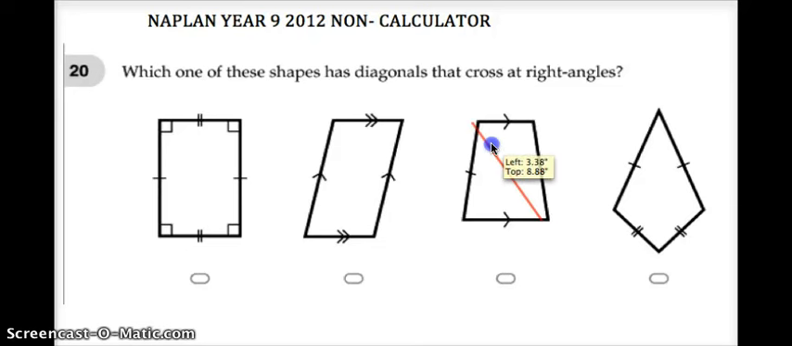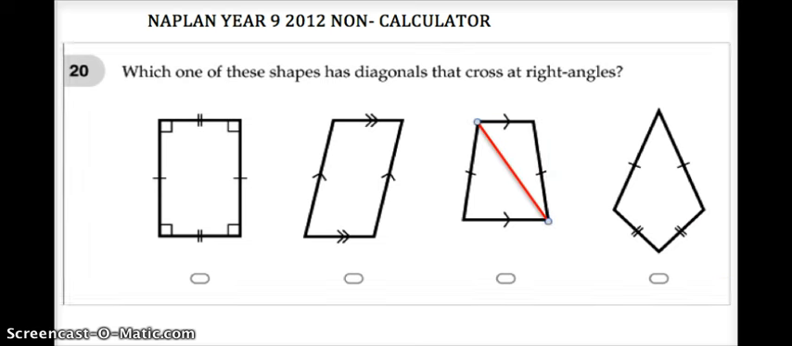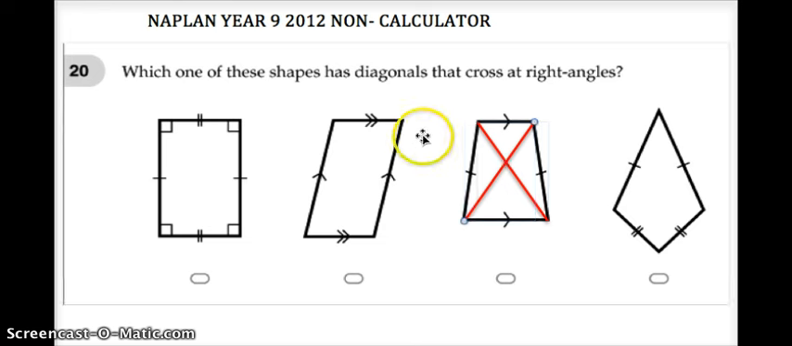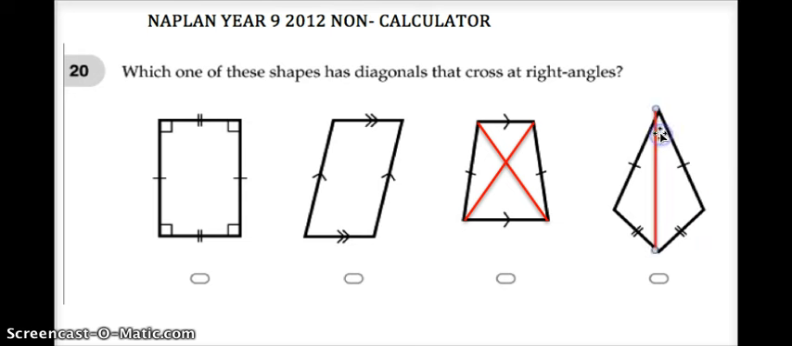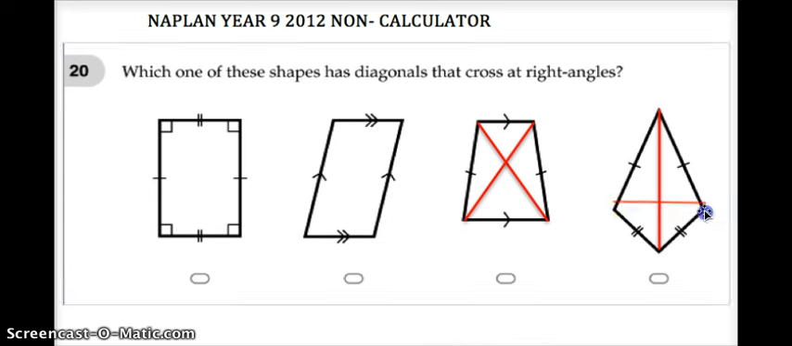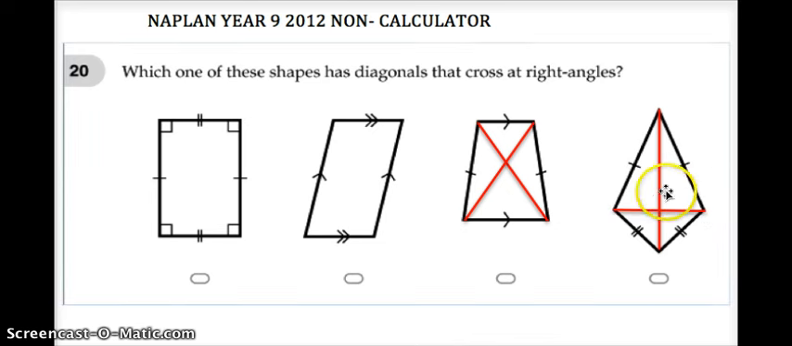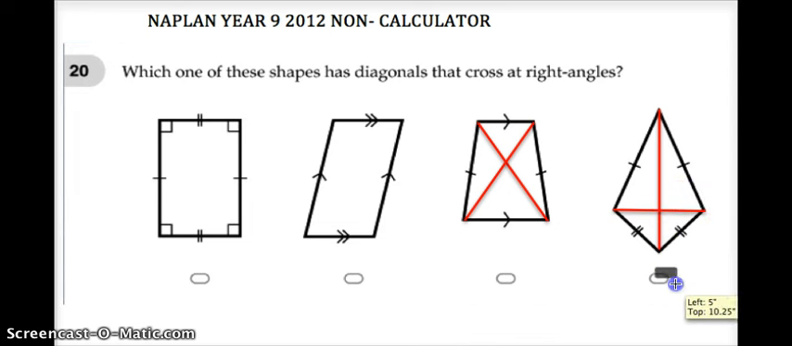So I'm just going to start putting some diagonals in. Let's just look at all of these shapes as well. This shape that I'm working on here is a trapezium. These diagonals do not look like they are crossing at right angles. These are definitely not right angles. A kite, let's look at a kite. If you know your properties of quadrilaterals, you will know that the diagonals of a kite do cross at right angles. So the answer will be this kite here.